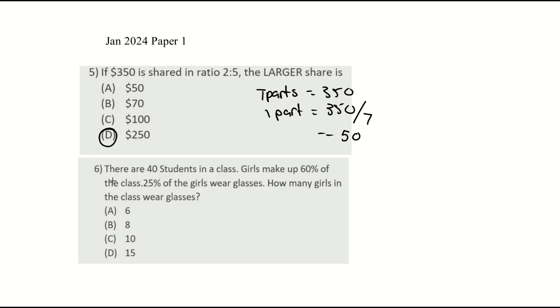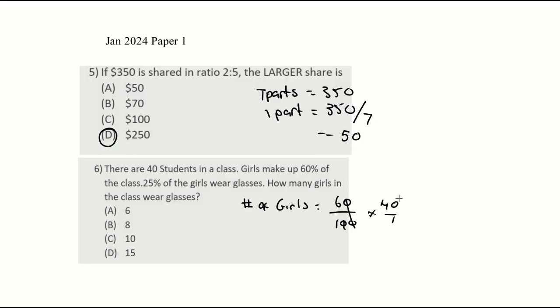Number 6 is our next repeated question. There are 40 students in a class. Girls make up 60% of the class. 25% of the girls wear glasses. How many girls in the class wear glasses? So first off, we need to find out the number of girls. Number of girls would be 60 over 100 multiplied by 40 over 1.